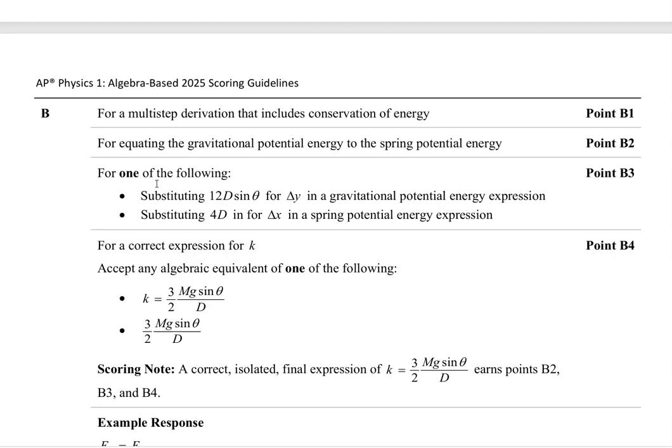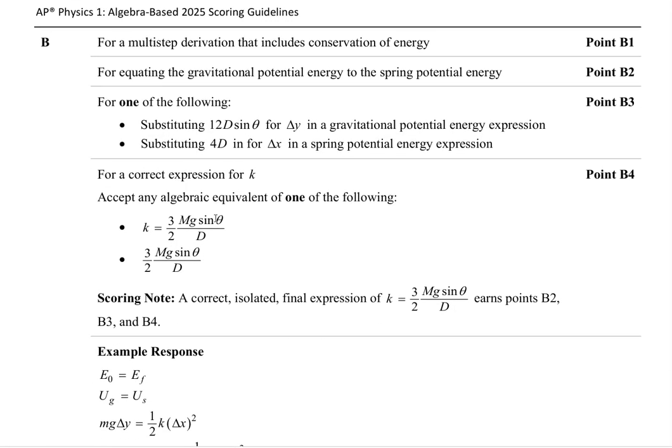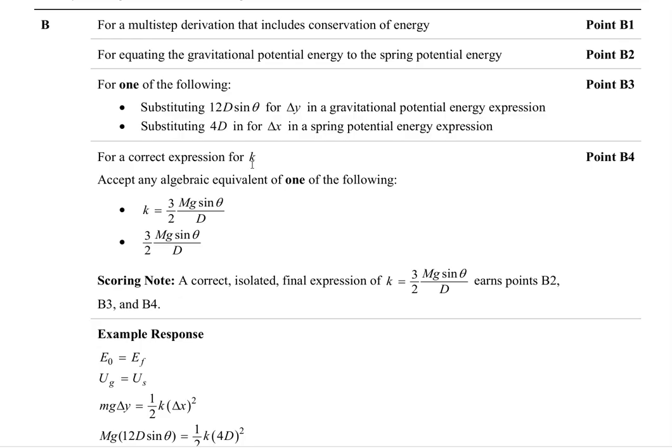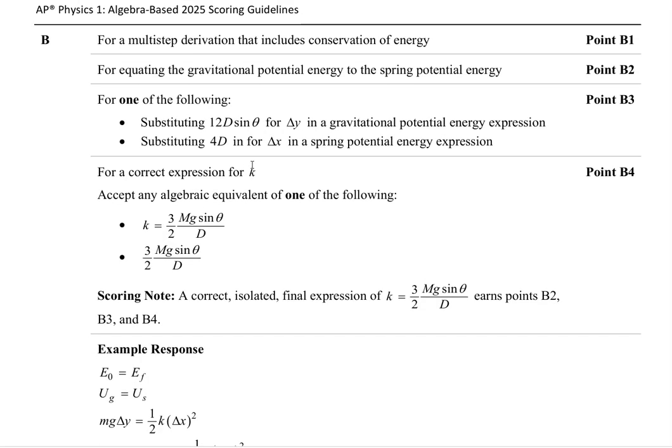Question answered. For one of the following, did you substitute 12d sine theta for delta y? Or did you do 4d for delta x? Now here, I would have earned the point because I did the 12d, but I just left it as x because I'm stupid. For a correct expression for k, I would have lost that point because I did not have a correct expression. But just because I wrote conservation of energy the right way, and I started with potential and ended with spring, and I said 12d, I just got 3 out of 4 points. That's 75% of the derivation. That's a 5.